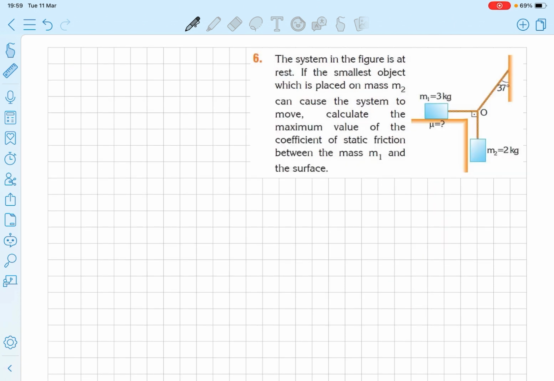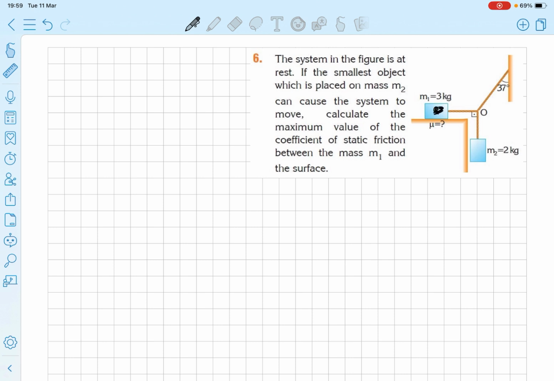Question 6. The system in the figure is at rest. If the smallest object which is placed on a mass m can cause the system to move, calculate the maximum value of the coefficient of static friction between the mass m1 and the surface. M1 is this one, yeah?